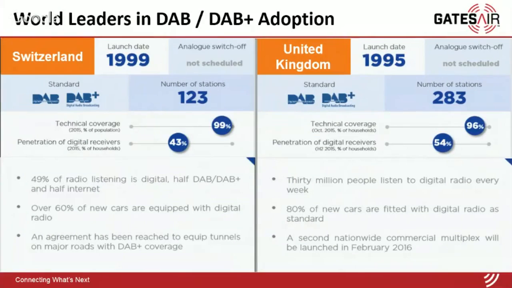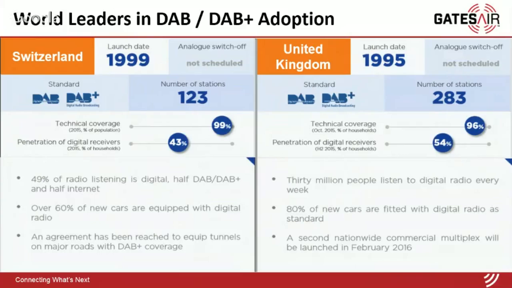Switzerland, 123 stations on. They've got 99% of the country covered with DAB broadcasts. Receiver penetration's still lagging a little bit. 43% of the receivers out there can do DAB. But the interesting thing about Switzerland, 49% already of the radio listening is done either DAB or the internet. So they're already very in tune to digital broadcasting, whether it be over-air broadcast or internet broadcast. 60% of their cars today are equipped with digital radios, and they're working on their infrastructure to bring DAB into the tunnels and buildings where it doesn't penetrate to improve the coverage.